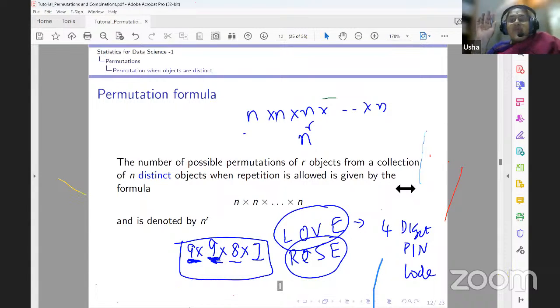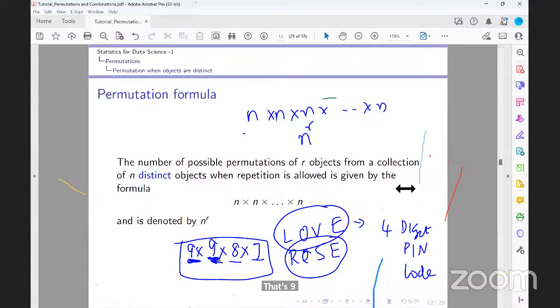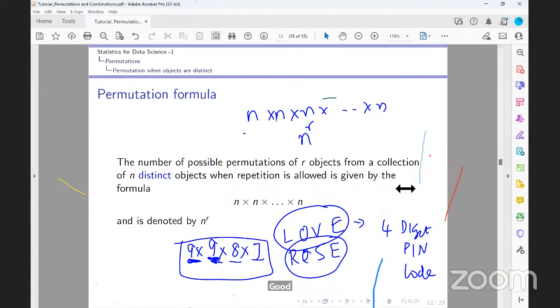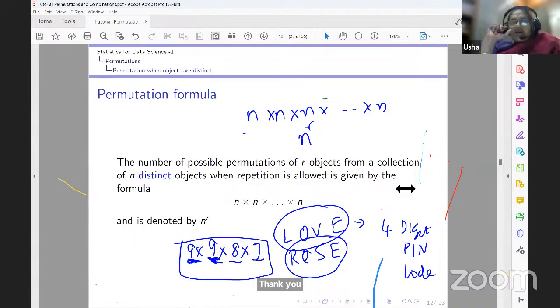So now you can try and look at different variations of this problem. Suppose I say that you should have only an alphabet code. Then it starts from 26, into 25, into 24, into 23.